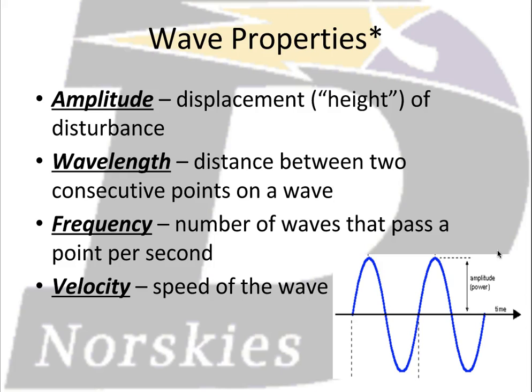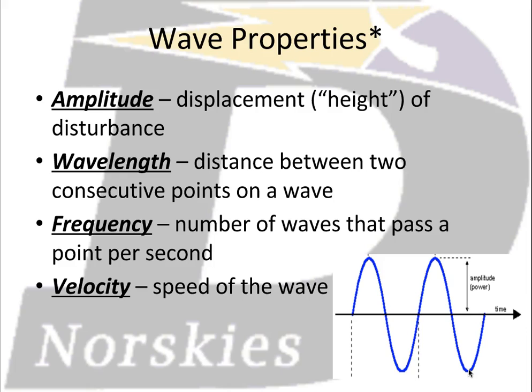Amplitude is the displacement or height of the disturbance, or the height of the wave, and we measure that from this black line to the top of the wave. This black line is actually called the origin, and we measure amplitude from the origin to the highest point of the wave. If the highest point is above the origin, we call that a crest. We can also measure amplitude from here to the highest point below the origin, and we call that the trough. So basically the height of the crest and the trough is what we call the amplitude.